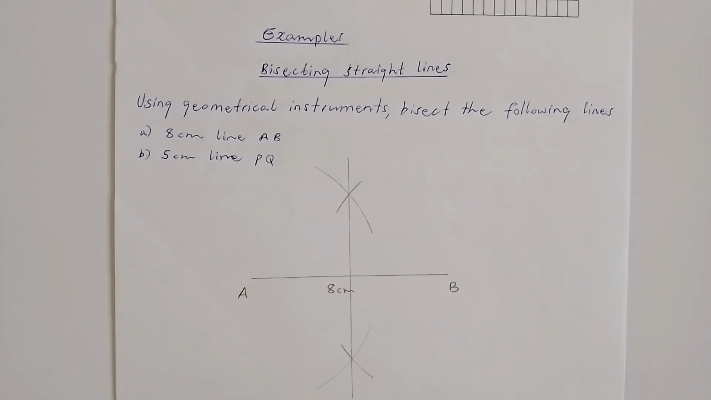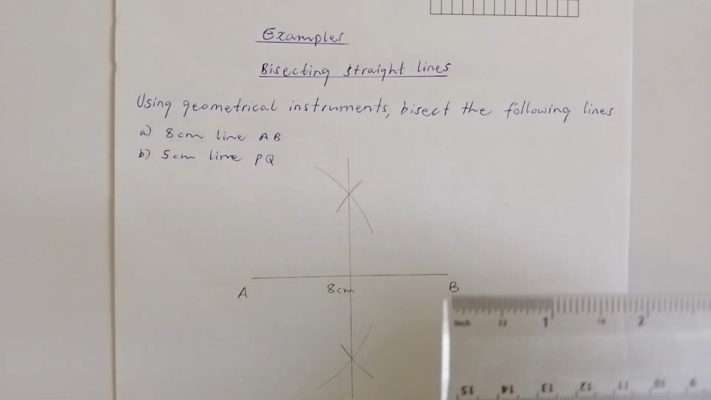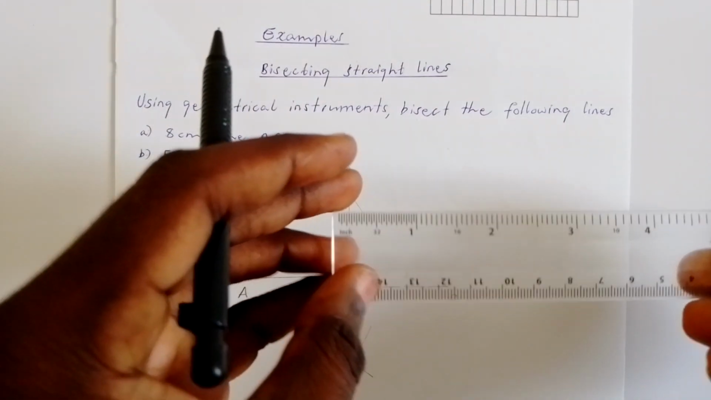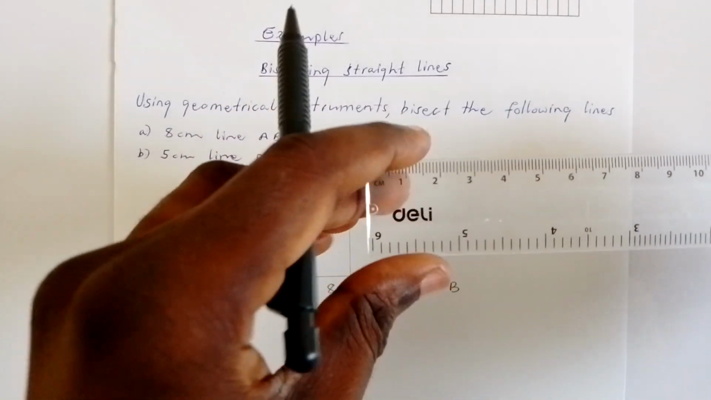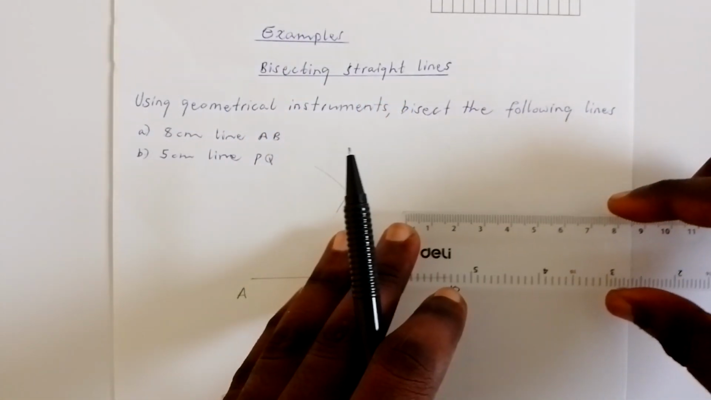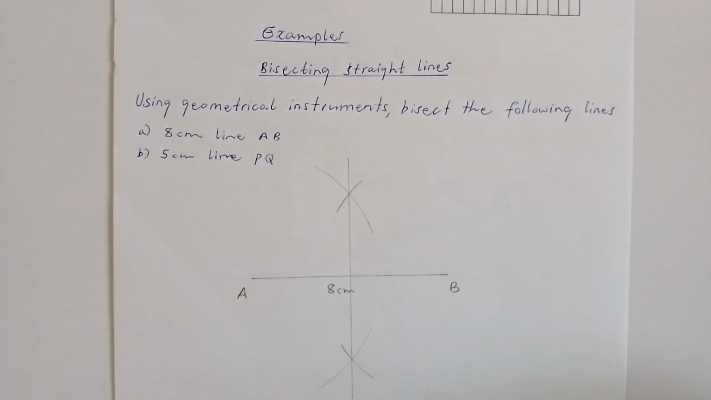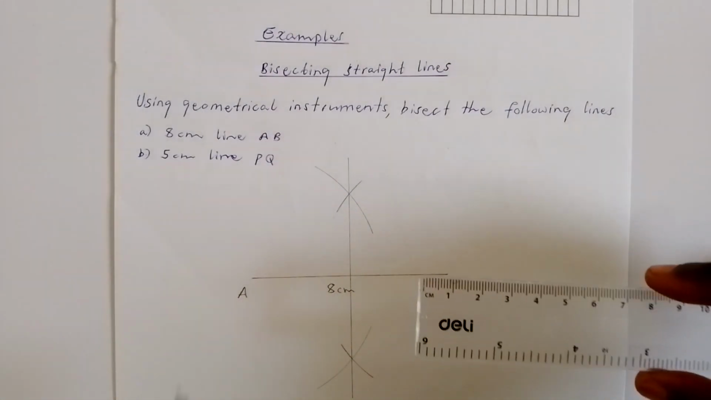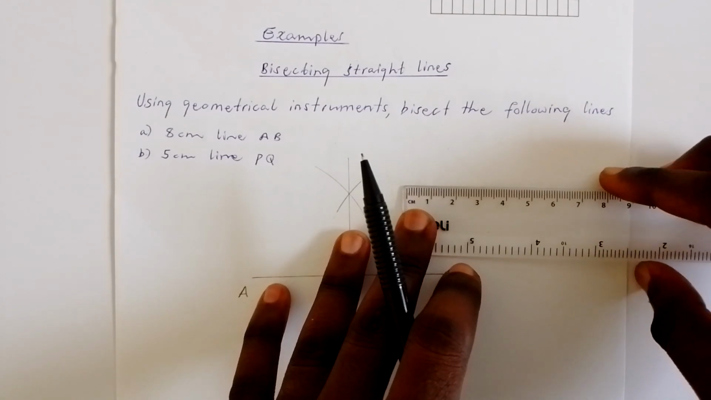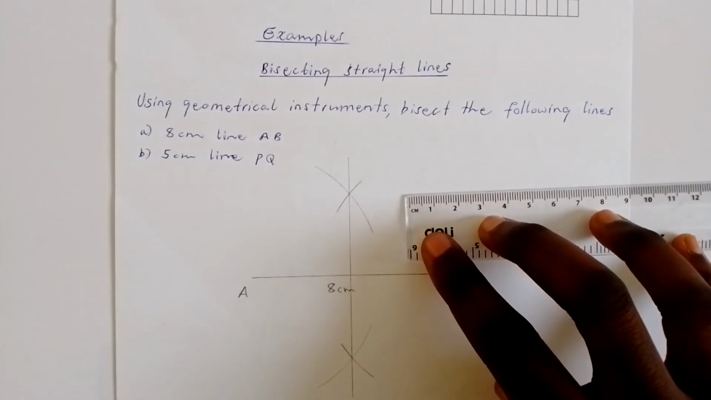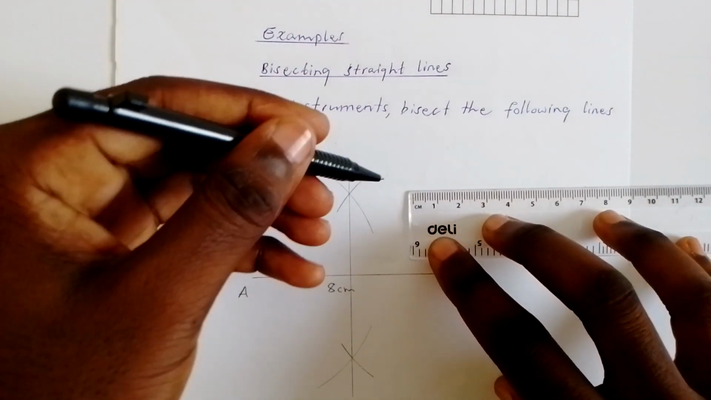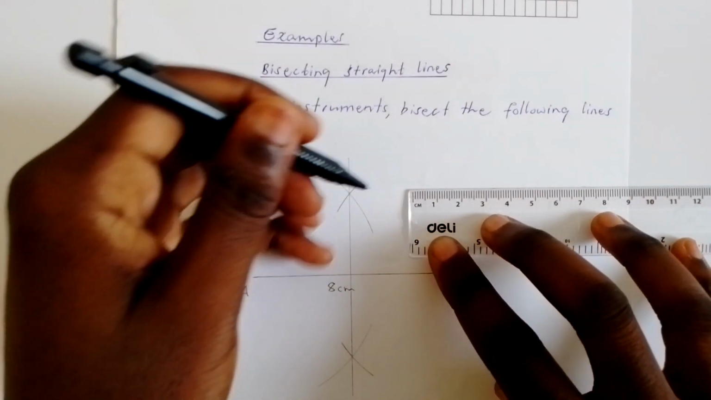Since there are 2 lines in question, we also have line PQ of length 5 centimeters. So it's the same thing. I get my ruler and my pencil, my other pencil, but it's also possible to work with one pencil if you are comfortable with that. Since I'm using this plain paper, allow me to use this space that is here. So I'm going to draw a line that is equal to 5 centimeters from here.